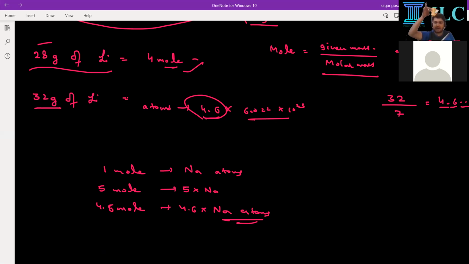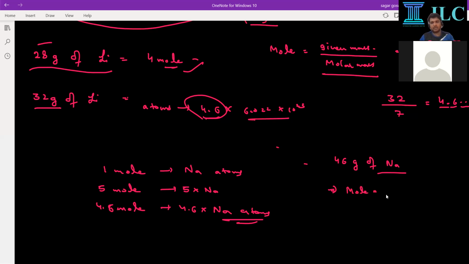If I have this cup, and inside this cup there is sodium, and this sodium weighs 46 gram. I just measured it and saw I have 46 gram of sodium in it. Now somebody is asking how many atoms of sodium it has. For finding the number of atoms, you should have the mole.